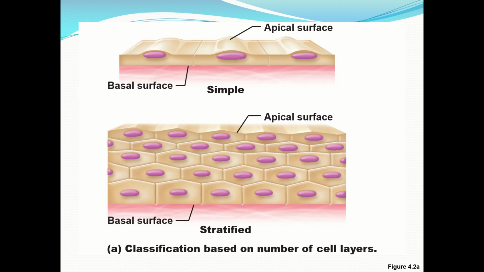This illustration shows a simple epithelium with one layer of cells attached to the underlying connective tissue. The stratified epithelium has more than one layer of cells, with the basal layer connected to the underlying connective tissue.